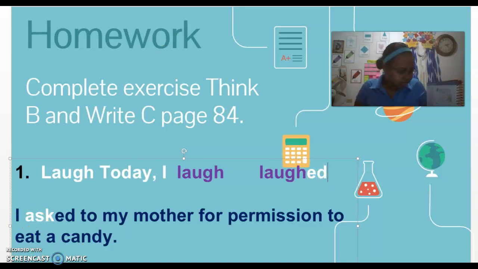Then in number 2, in the activity write C, what you're going to do is write some sentences, normal sentences, declarative sentences. What you have to do is write one sentence with the verb provided there, but you're going to change the verb into the past. So for example, the verb is ask. The first verb is ask. And you add ed to change the verb into the past. I asked my mother for permission to eat a candy.